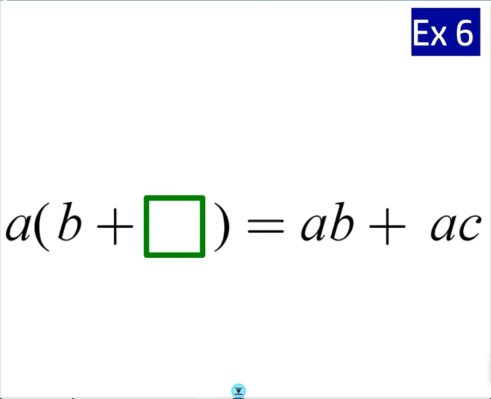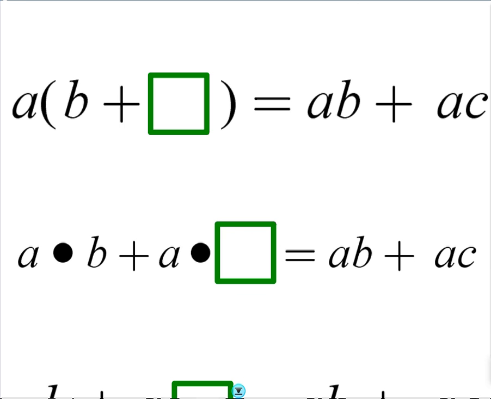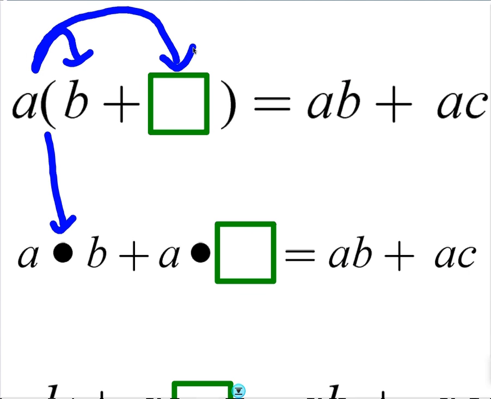Okay, now this is the general way of writing the rule. a times b plus what is equal to ab plus ac. And this is the general way, or more formal way, of writing the distributive property of multiplication. Let's go ahead and draw our distributive arrows. So it's going to be a times b, which becomes that, plus a times whatever that is, which is how we distribute that. So a times b plus a times what is equal to ab plus ac.